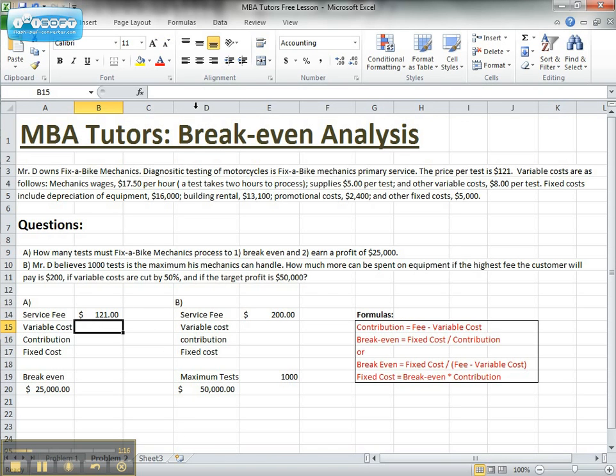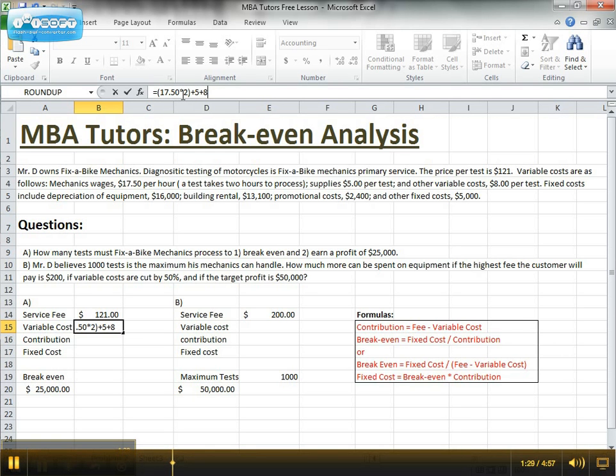For our variable cost, we'll enter the following formula. We'll start by hitting equals $17.50 times 2 hours per test plus $5 in supplies plus $8 in other variable expenses. Hit enter and we have $48.